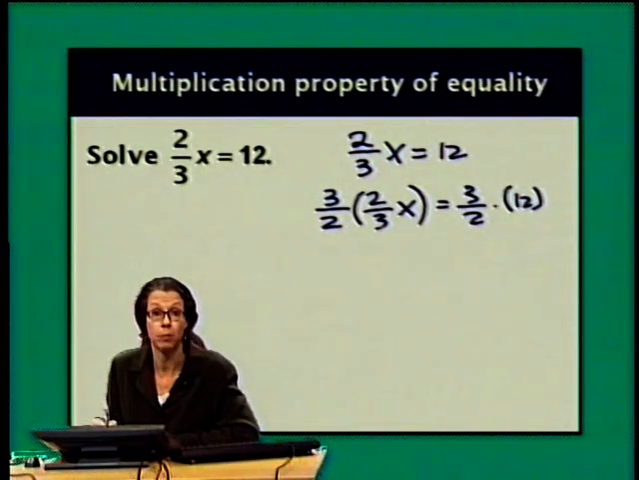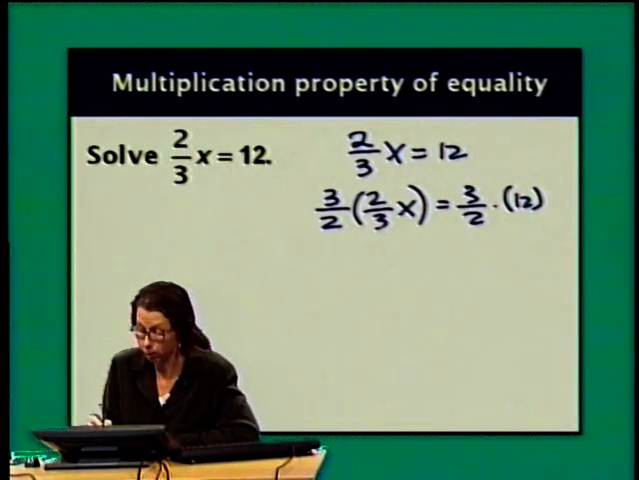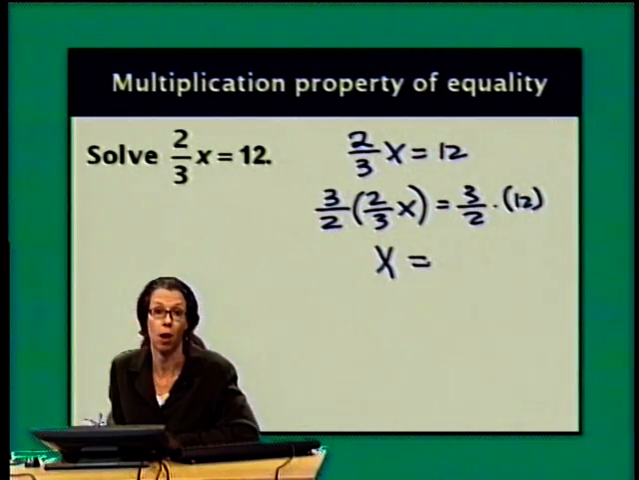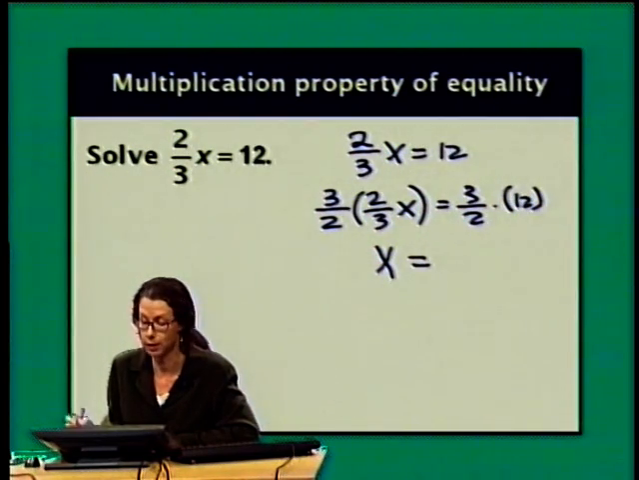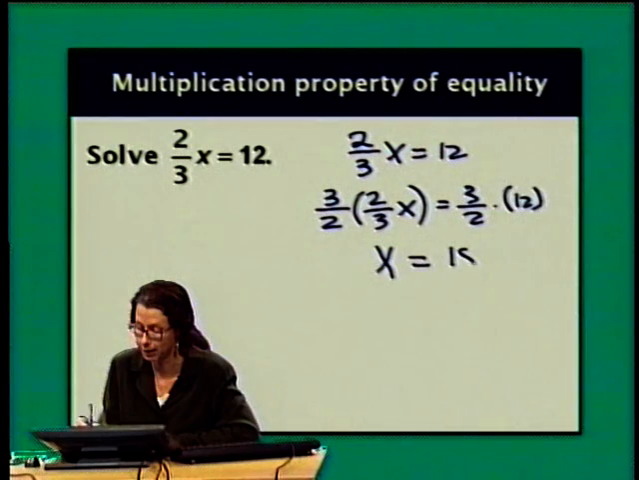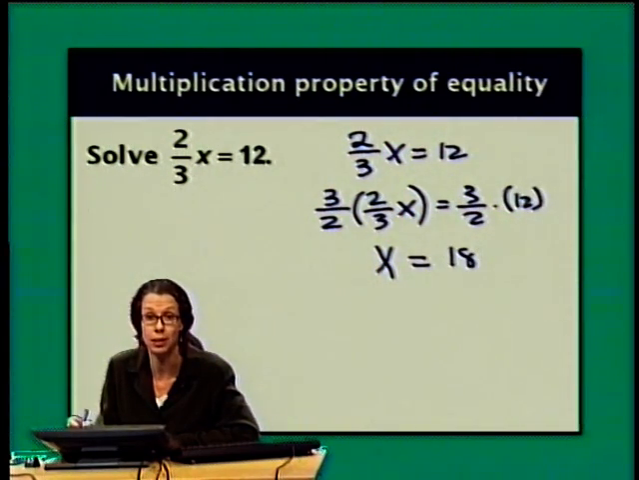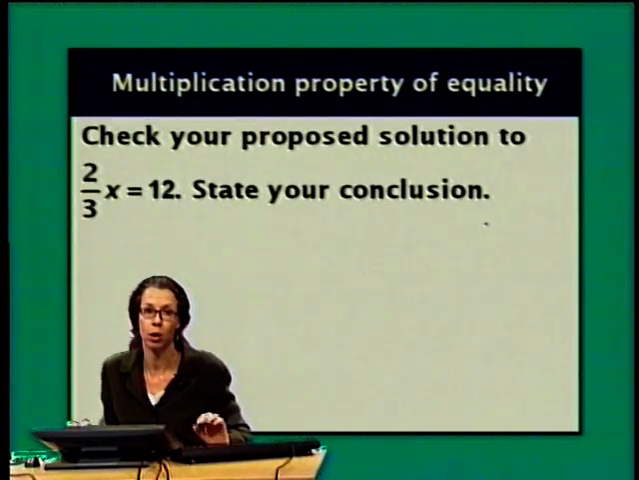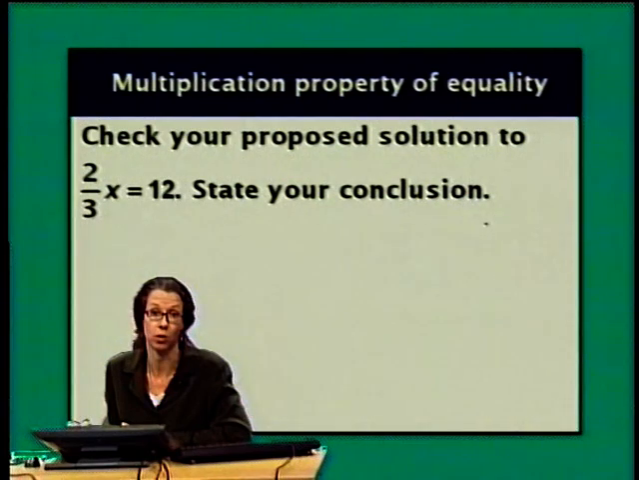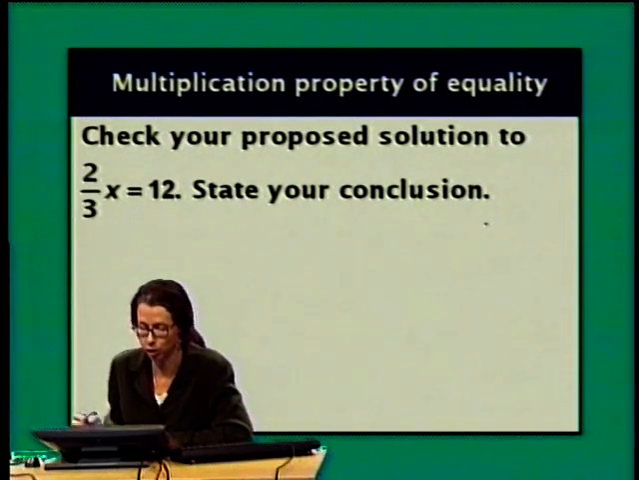So 3/2 times 2/3 is 1. So I have 1x on the left. And 3/2 of 12, I'm just going to do some arithmetic in my head here. Let's see, 2 goes into 12 6 times. 6 times 3 is 18. Another way you could do that is 3 times 12 is 36. 36 divided by 2 is 18. We come up with the equivalent equation, x equals 18. Just like before, we definitely want to check our proposed solution and then say what the solution is.